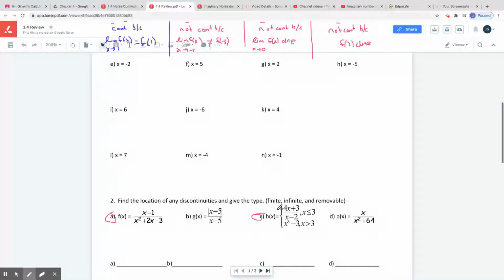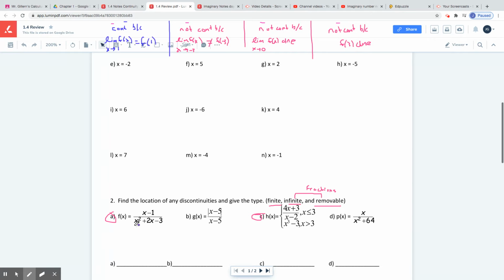All right, so you have A and C here. Now remember, the 3 types of discontinuities we have are finite, infinite, removable. Infinite and removable have to do with fractions, all right? And that's where the bottom is equal to 0, all right? So whenever you see a fraction, we have to worry about infinite and removable.